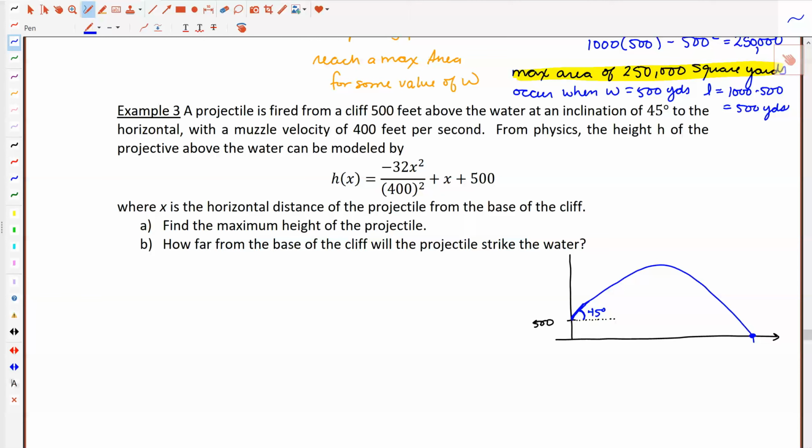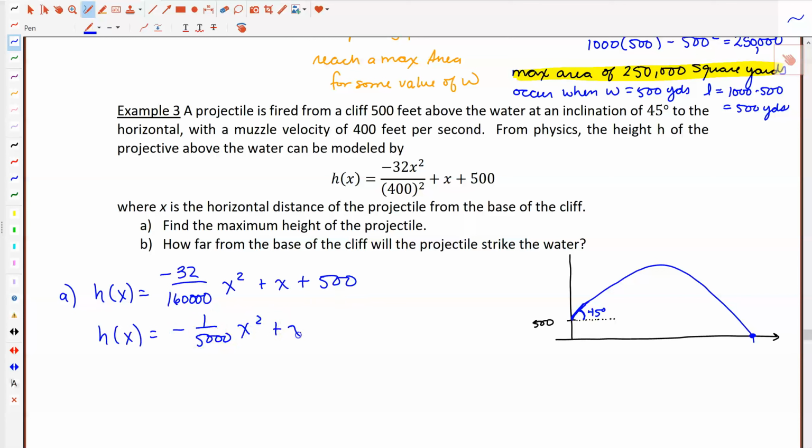The first thing we're going to do is clean up this expression, because that 400 squared in the denominator is not currently simplified. So h of x is equal to, and I'm going to pull off this x squared and write it off to the side, negative 32 over 160,000 x squared plus x plus 500. And then I can clean up this fraction a little bit more. So this will simplify to negative 1 over 5,000 x squared plus x plus 500.